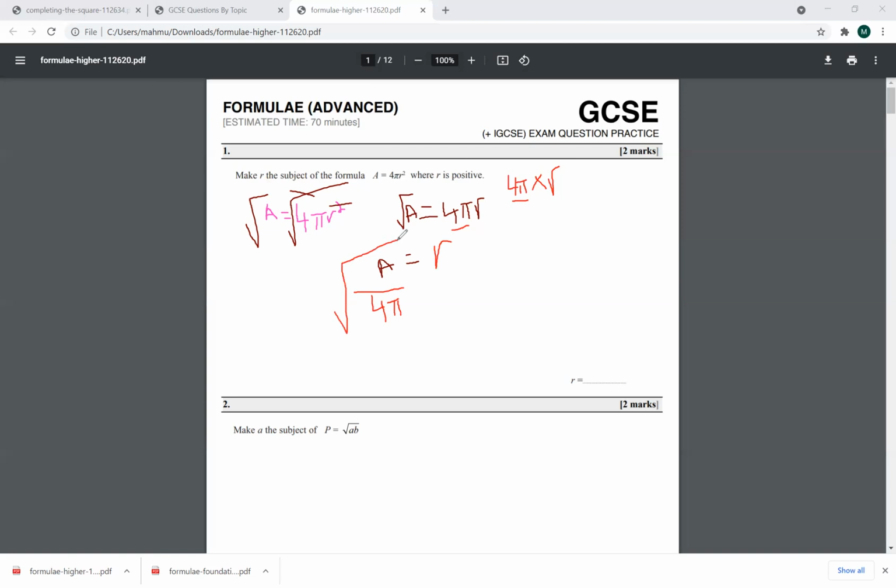Yep. So that's it. So you've got 4 times pi here. Take the 4 to the other side, it becomes a divide. So 4 pi and r is left on its own. So this is my r now. That's why it's 2 marks. This is not basic, something hard. So that's why I need to show the working out and how you did it.